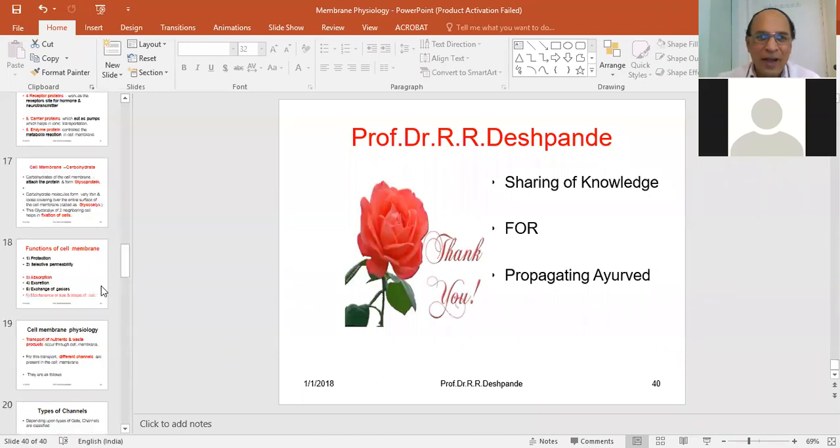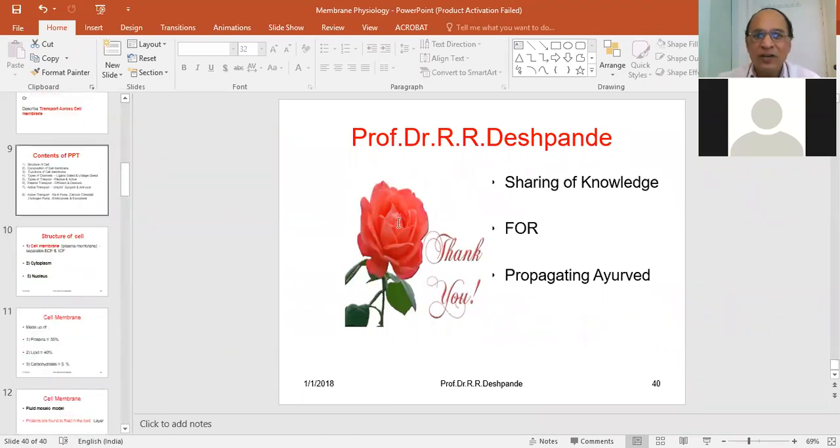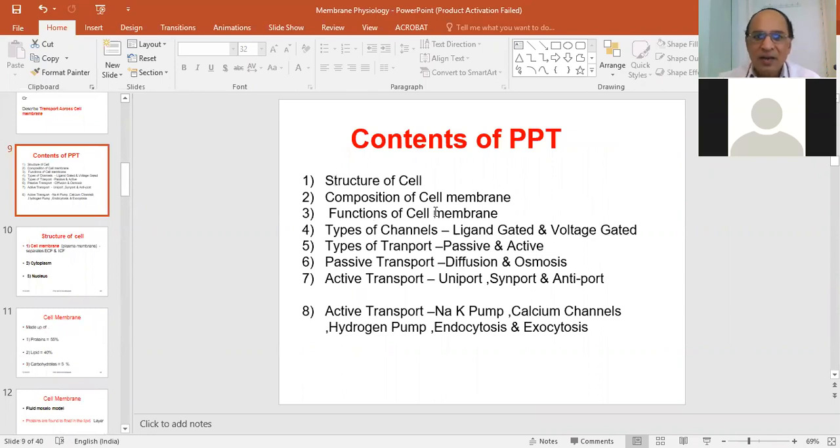I will again take you back to the content of the PPTs so that you can understand. We have seen the structure of the cell, composition of the cell membrane, functions of the cell membrane, types of channels, ligand gated and voltage gated, types of transport, passive transport, active transport. Passive transport types are diffusion and osmosis. Active transport types are uniport, symport, and antiport. Active transport applied parts: sodium potassium pump, calcium pump, hydrogen pump, and endocytosis and exocytosis.